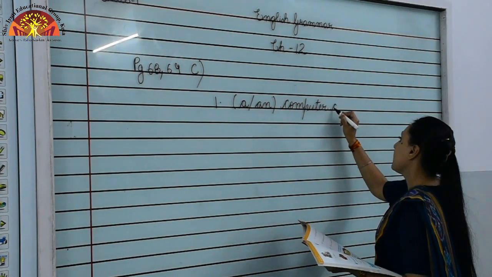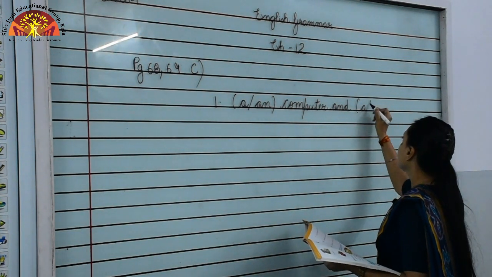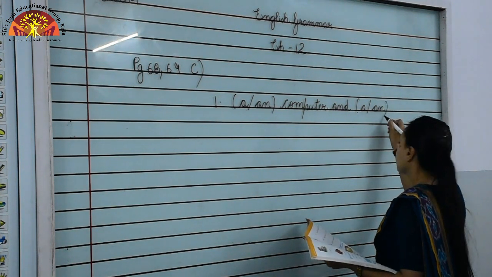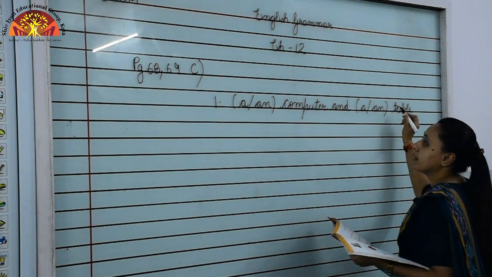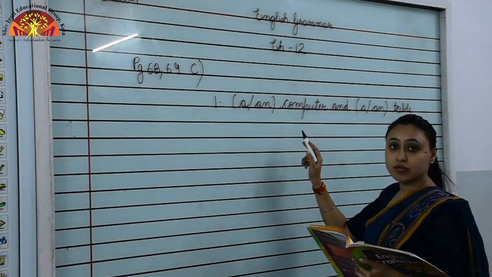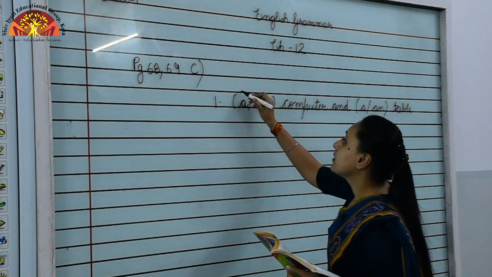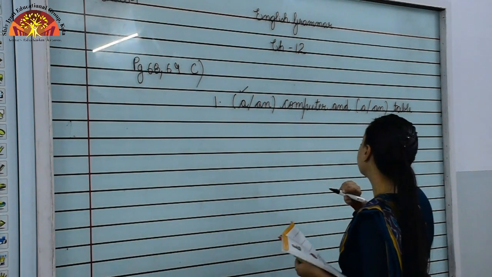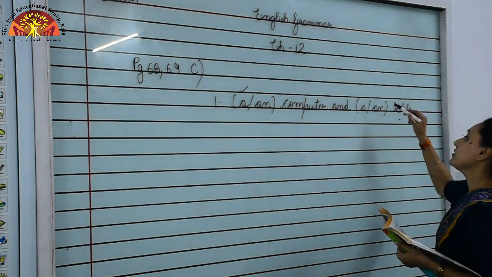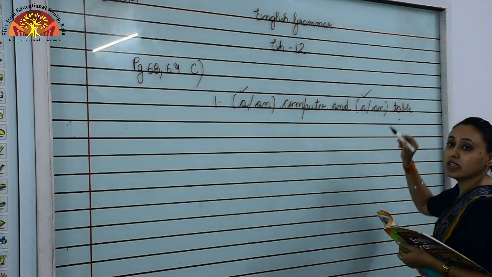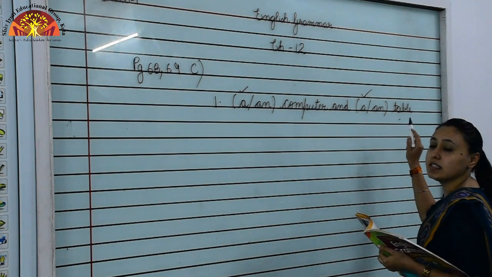Then options are again given, a or N, table. So, children, look carefully. You have to choose before computer. Computer is a consonant sound word. So, we will put a tick on a. Okay. Now, look here. Table is also a consonant sound word. So, we will tick a again. So, the sentence is a computer and a table.